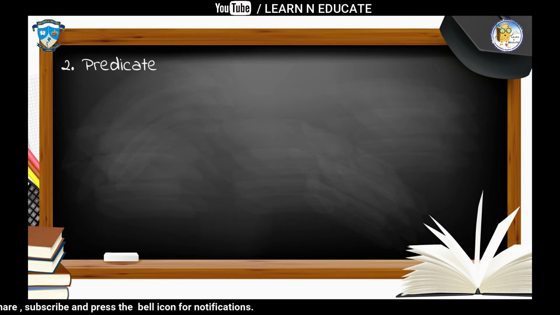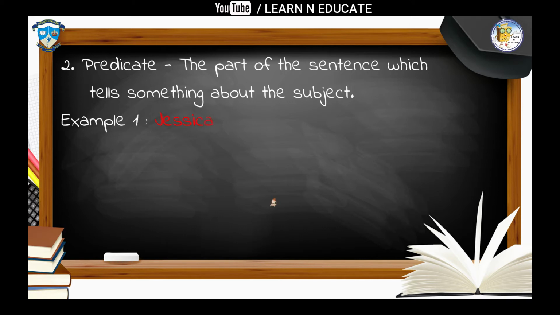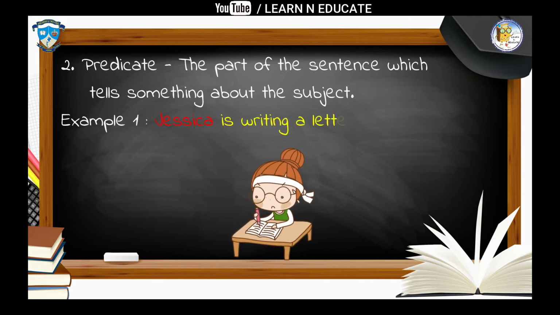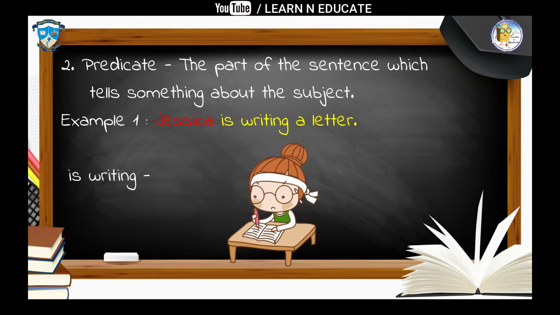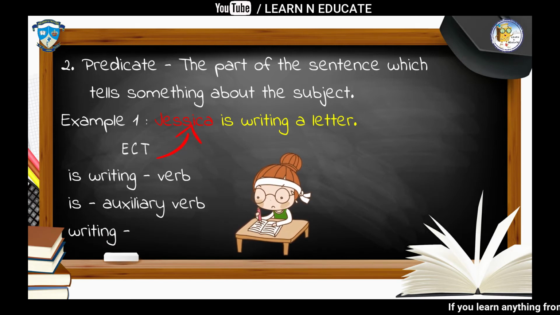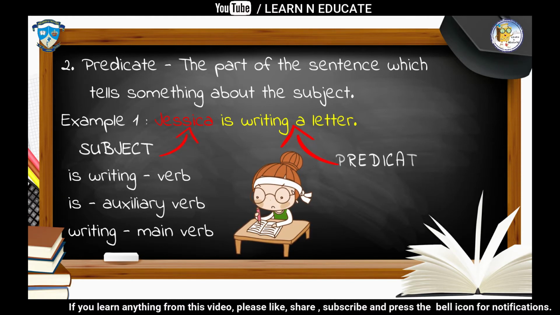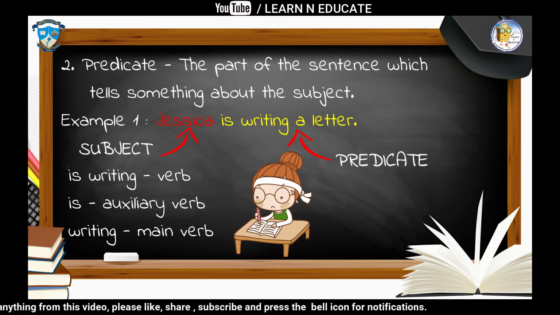Now, let's come to the second part of the sentence. That is the predicate. Predicate is the part of the sentence which tells something about the subject. For example, Jessica is writing a letter. Here, we are talking about Jessica. So, Jessica is the subject. And the part of the sentence which tells us about Jessica is the predicate. So, is writing a letter becomes the predicate of the given sentence.